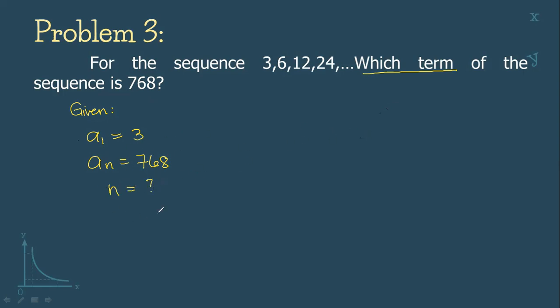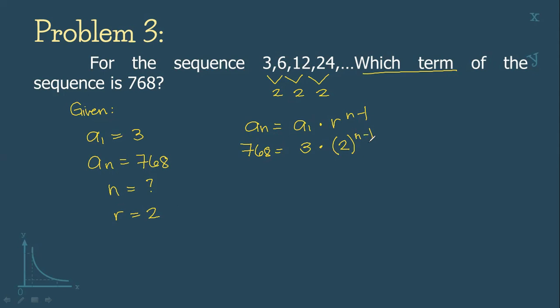However, we cannot find the n without having first the common ratio. So, ang gagawin natin is i-divide natin si latter kay former. So, 6 divided by 3, that is actually equal to 2. 12 divided by 6, that is 2, and 24 divided by 12, that is 2. So meaning to say po, our common ratio is actually 2. Now, using our formula, a sub n is equal to a sub 1 multiplied by r raised to n minus 1. So we have our a sub n, or the last term of 768, is equal to our first term, which is 3, multiplied by the common ratio of 2 raised to n minus 1.